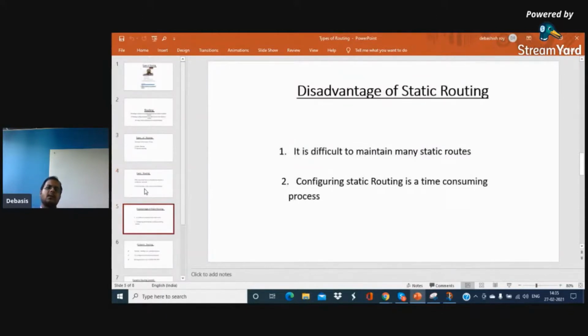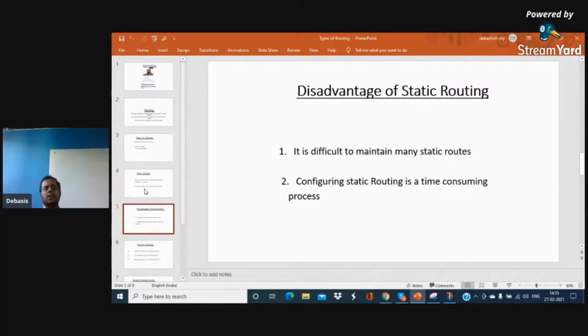But there is a downside also. There is a disadvantage of static routing. What is that? It is difficult to maintain many static routes at once. If you have 10 sites, then it's possible to maintain static routing. But say if you have 100 sites, 100 locations, then with 100 static routes, is it possible to maintain so many routes?